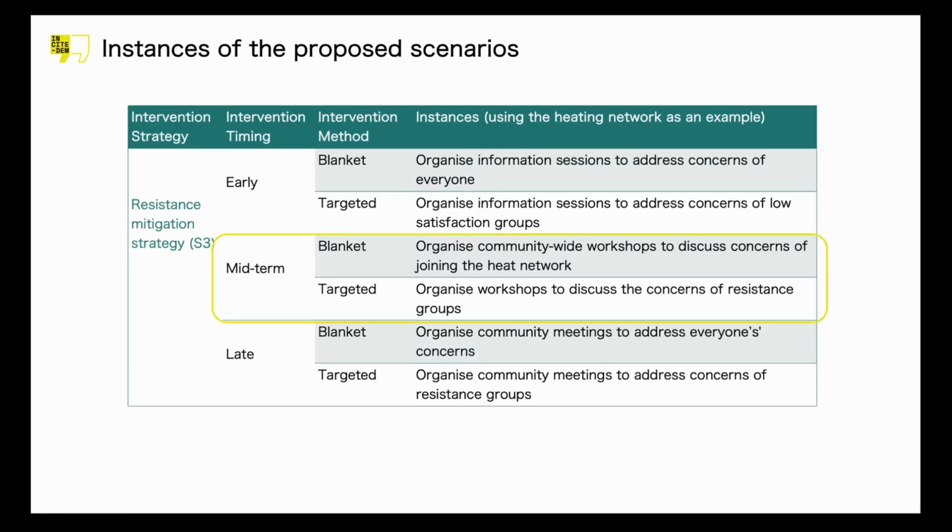And similar to the previous one, here we use the resistance mitigation strategy as an example. If you implement this strategy in the midterm of this planning process, you can choose a blanket intervention or a targeted intervention. For blanket, you can organize community-wide workshops. For the targeted, maybe you can just organize small-scale workshops for the more dissatisfied groups or more resistant groups. Try to discuss their concerns, why they oppose this plan.